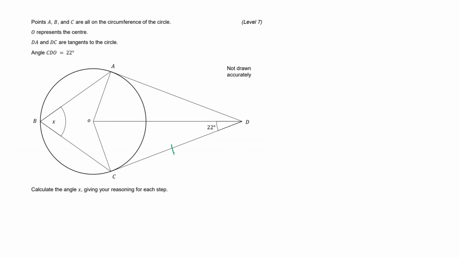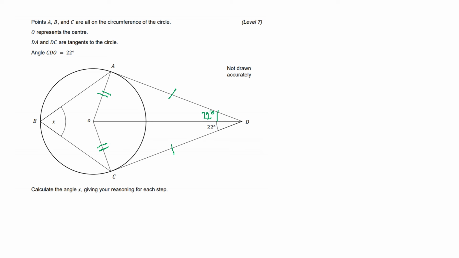So if we have a look, CD and AD are going to be equal because they're both going from the same point to meet with a radius. OD is obviously common to both, and OC and OA are also going to be equal. So I've got here two congruent triangles. So that means that that angle will be 22 degrees also.